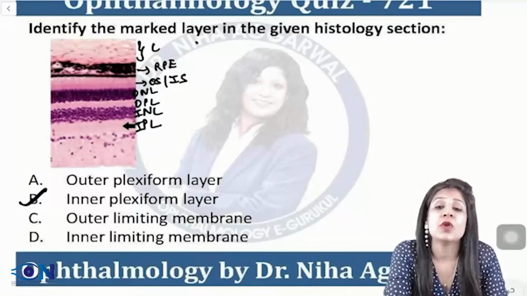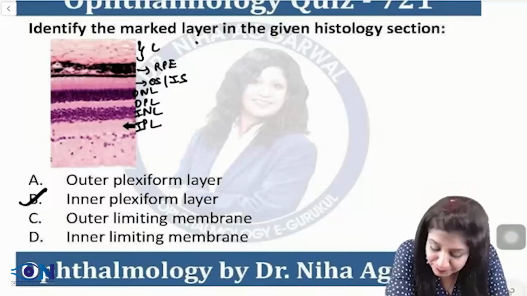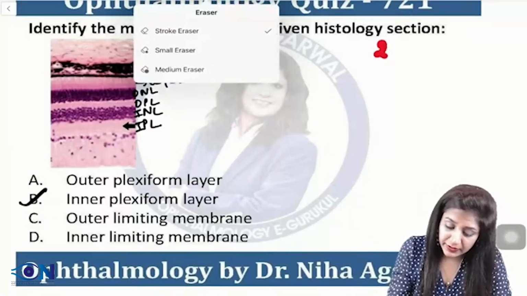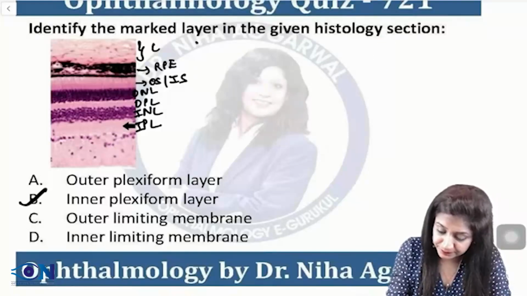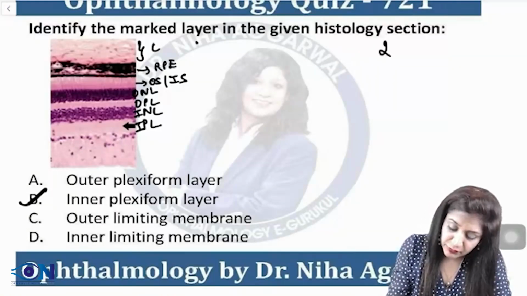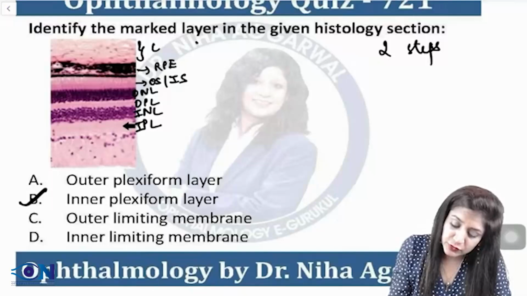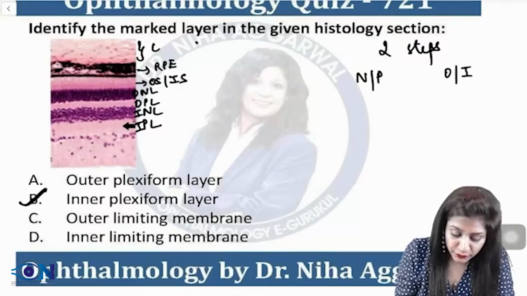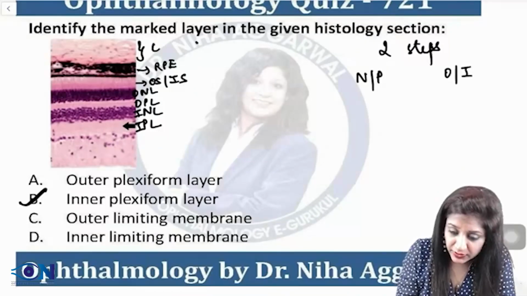Whenever you have to mark the layer, if you remember, we always have to go in two steps. First you have to see, is it nuclear or is it plexiform? Then you have to see, is it outer or is it inner? Okay, so whenever you have to see like this, you can see.